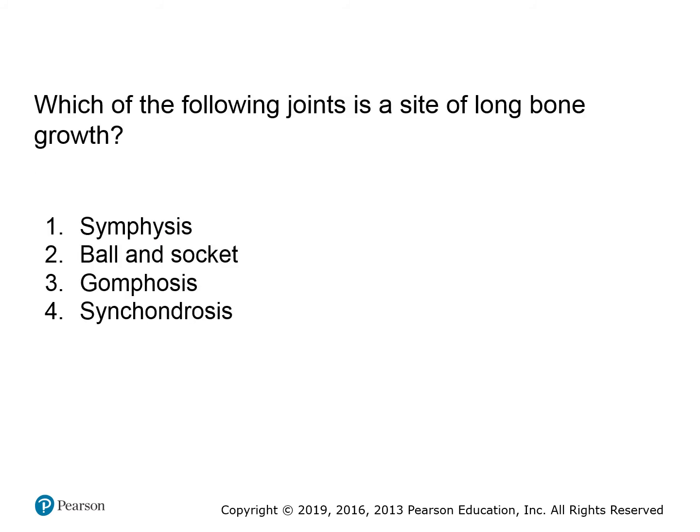Which of the following joints is a site of long bone growth? Is that number 1, symphysis, number 2, ball and socket, number 3, gomphosis, or number 4, synchondrosis? What do you think?